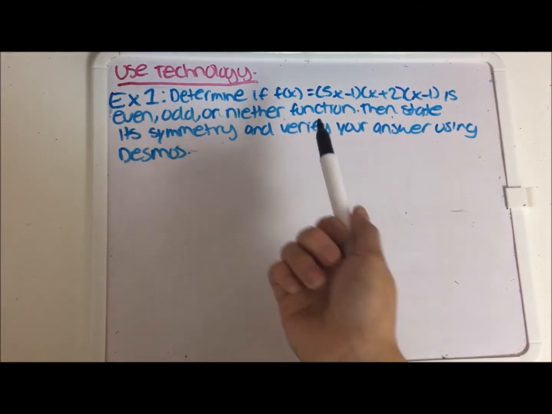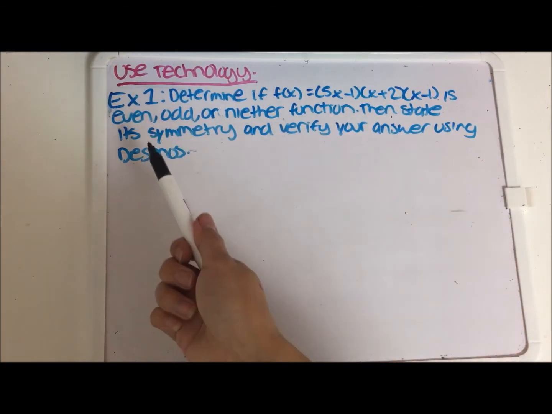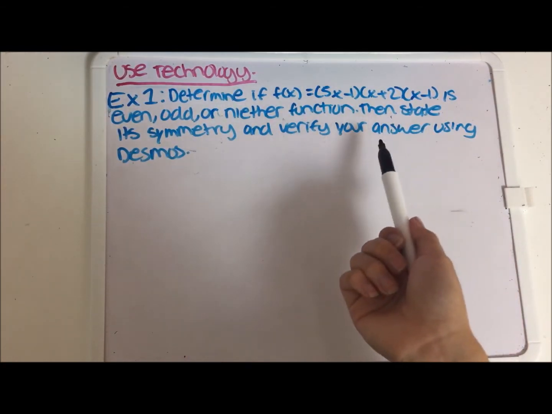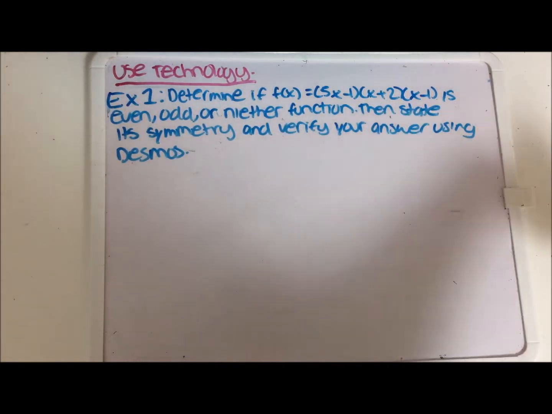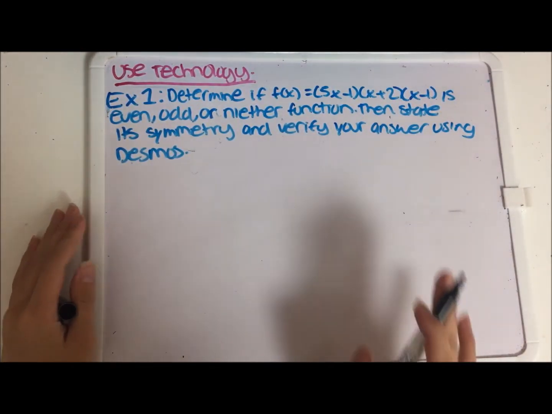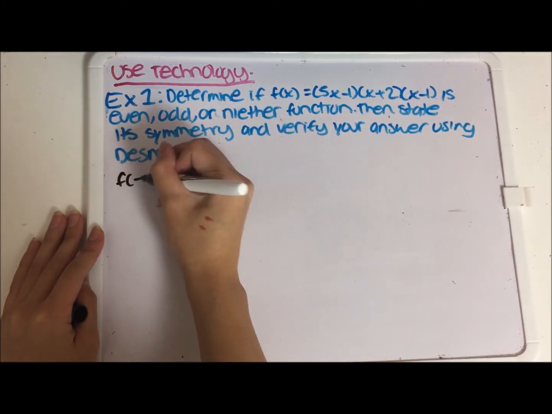So, use technology. Example 1. Determine if f of x is an even, odd, or neither function. Then state its symmetry and verify your answer using Desmos. So the first thing to do is plug in negative x as x. So f of negative x.